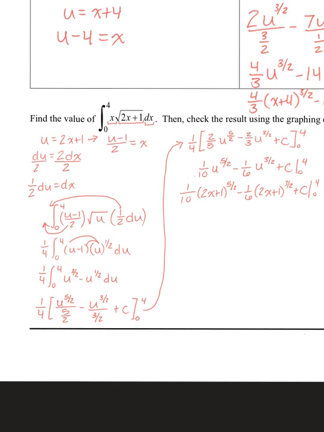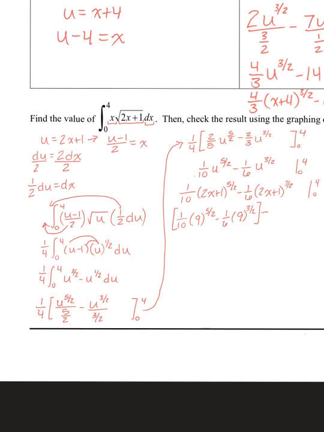So now we can start to plug in and actually solve for this integral. And I'm sorry, we do not need this plus c because this is a definite integral. So we are good without it. That was my mistake. So if I plug in 4, I will get 1/10 times 9 to the 5/2 minus 1/6 times 9 to the 3/2. So that's the first part.